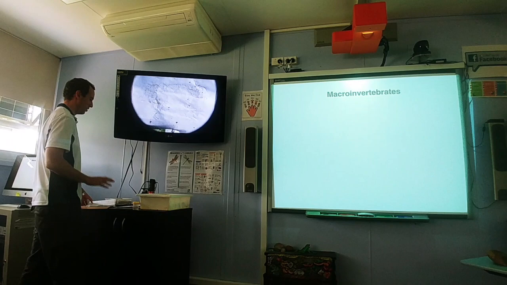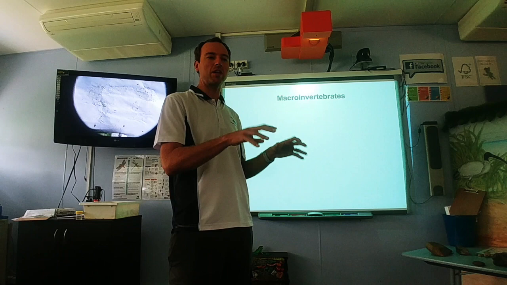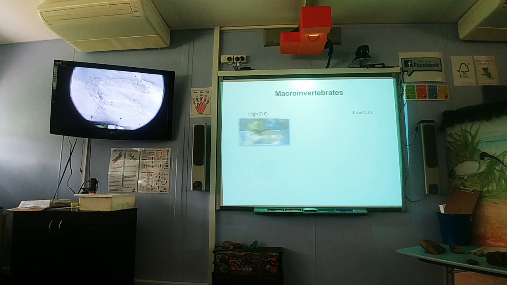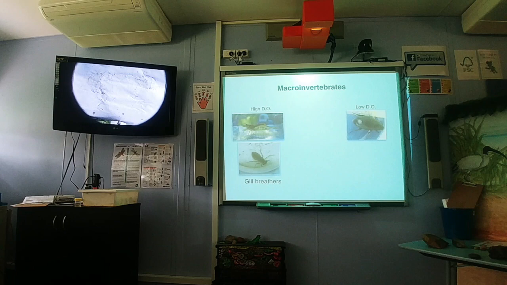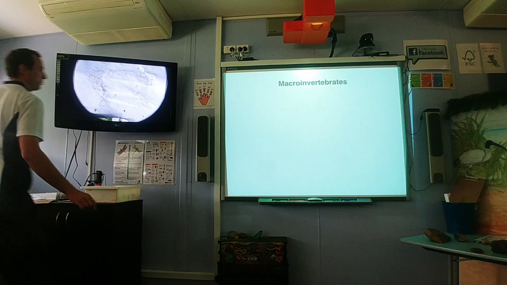So this method of sampling macroinvertebrates shows us how healthy the aquatic freshwater ecosystem is that we're looking at today. They are a very important indicator because macroinvertebrates basically come in two types. We break them into high dissolved oxygen and low dissolved oxygen. As you can see, we've got our shrimp here and dragonflies, which are gill breathers. They need high dissolved oxygen, a minimum of 60%, otherwise they'll die.